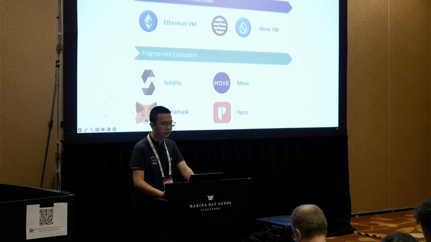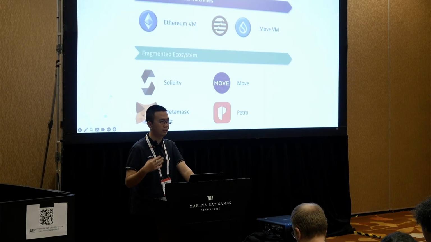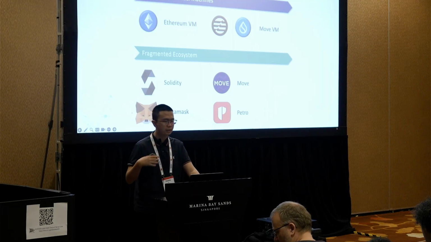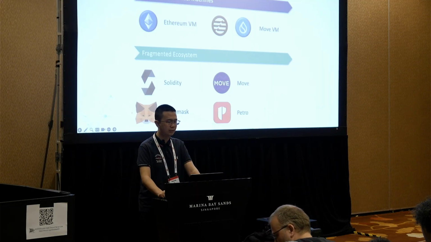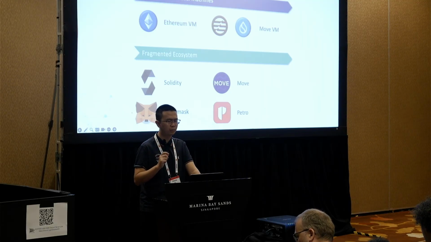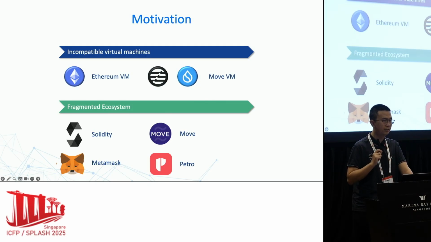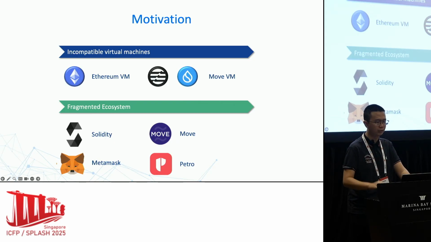Currently in the blockchain world, there are many different virtual machines, such as the Ethereum VM, the MoveVM, the Solana VM, and there may be some other virtual machines. And these different virtual machines have different programming languages, different development tools, different SDK suites, and different wallets. So these differences divide the users and assets into different ecosystems and make the ecosystem fragmented.